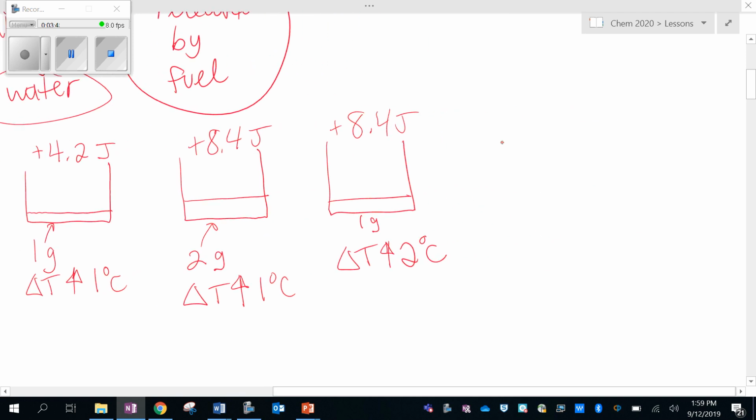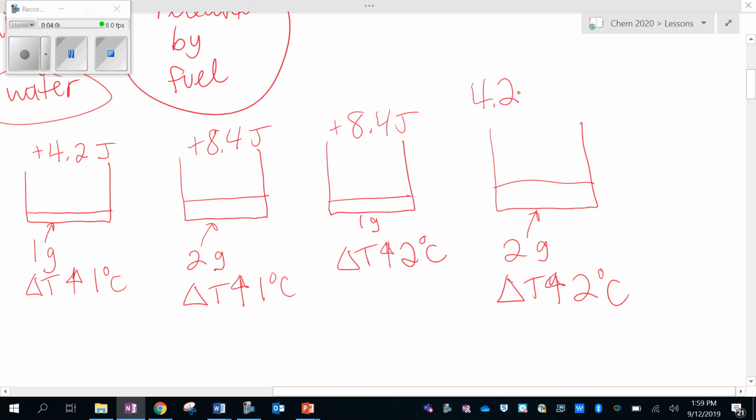So you can see that this is going to be a multiplication factor. What if you've got 2 grams of water and you want the temperature to go up by 2 degrees Celsius? Now you're starting to see that what we're doing is we're taking the energy that it took to heat up 1 gram by 1 degree Celsius, joules per 1 gram degrees Celsius, and we multiply. We multiply by the mass of the water, and we multiply by the change in the temperature. So what is that, 16.4 joules?